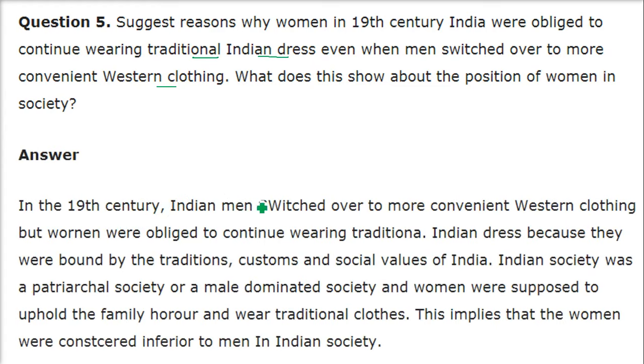In the 19th century, Indian men actually switched over to more convenient Western clothing, and the women continued to wear the traditional dresses. This is why: Indian women were bound by the tradition, customs and social values of India. Indian society was a patriarchal, male-dominated society, and women were supposed to uphold the family honor and wear traditional clothes only. So this implies that women were considered inferior to men in Indian society.